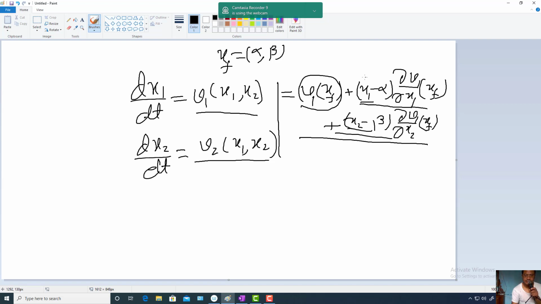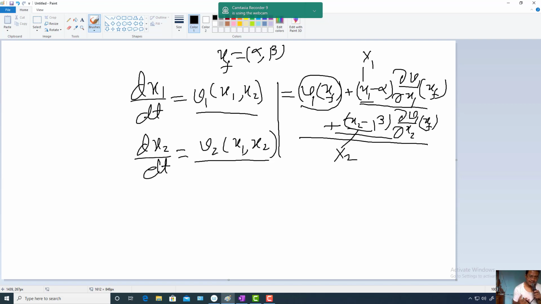So if you transfer the origin to the alpha beta point, and this is replaced by a new variable capital X1, and this is replaced by a new variable capital X2 after transferring the origin to the fixed point alpha beta, then this is a linear system. This is a linear system where the coefficients are the partial derivatives at the fixed point. So this is how we do linearization.